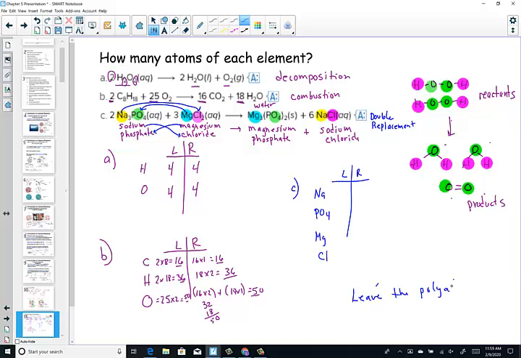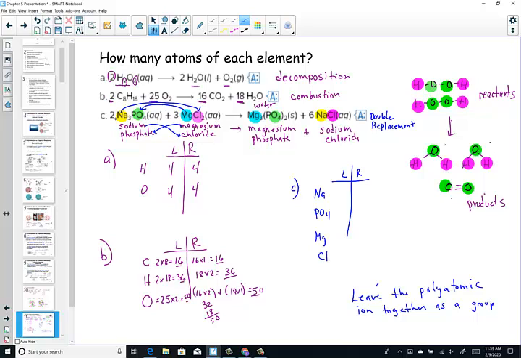And this is a great trick when you're learning to balance equations. Because I can see on the left side phosphate, I can see it on the right side phosphate, that group of atoms acting as a unit, carrying a charge. Let's just leave it as a unit.